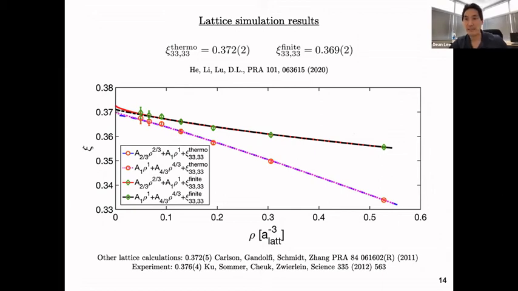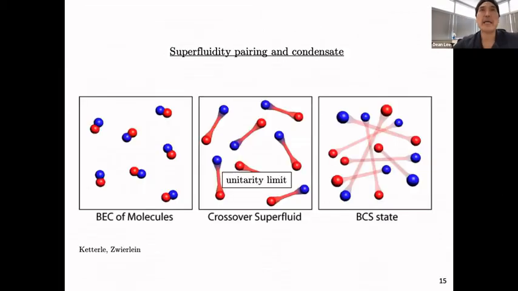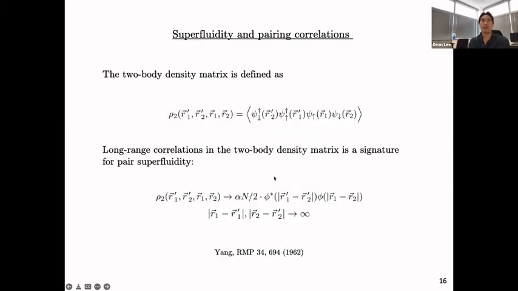Okay, so in this unitarity limit, we're looking at this crossover between a BCS, a Bardeen-Cooper-Schrieffer state, and a Bose-Einstein condensate of molecules. So the unitary limit is somewhere in between. So you can ask the question, what are the properties of the superfluid?